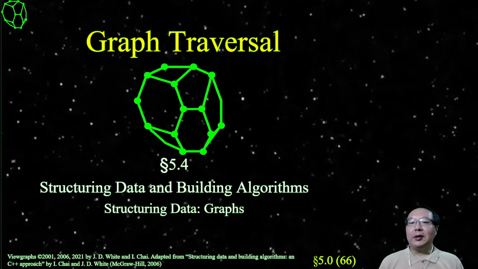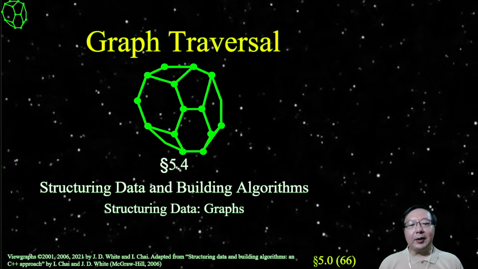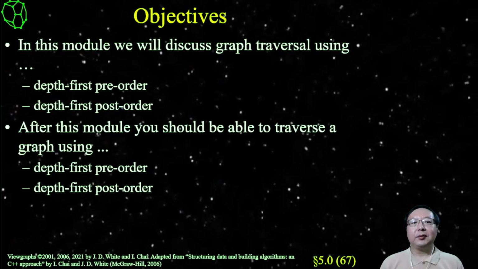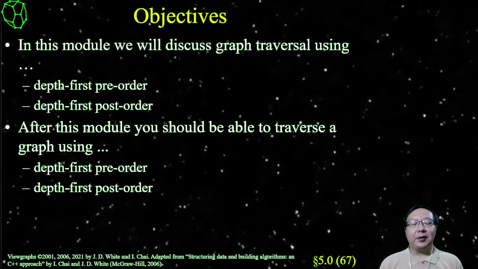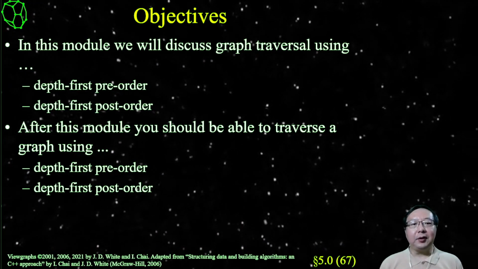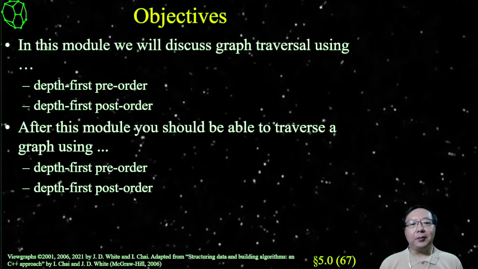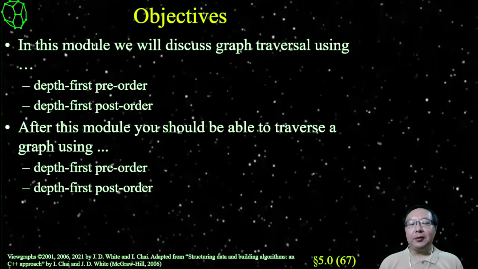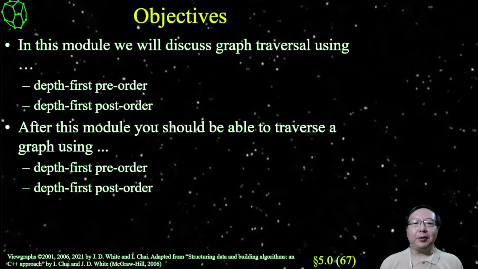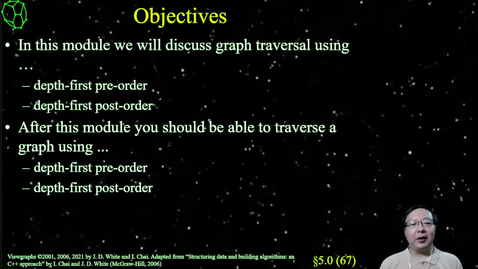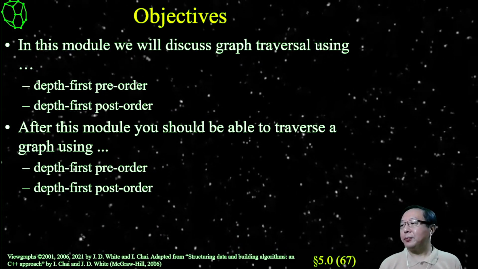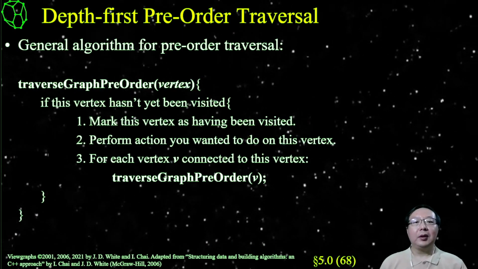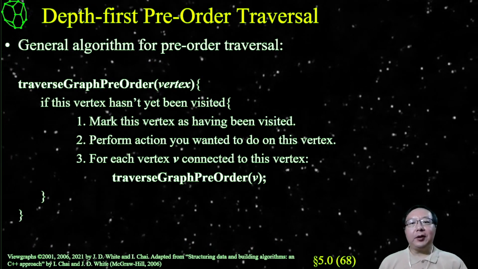Okay, now that we've managed to set up our graphs, how do we traverse our graphs? So in this module, we'll discuss graph traversal using depth-first pre-order and depth-first post-order. After this module, you should be able to traverse a graph using both depth-first pre-order as well as depth-first post-order. Okay, depth-first pre-order traversal.